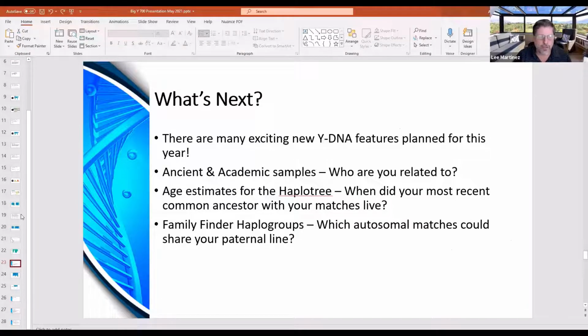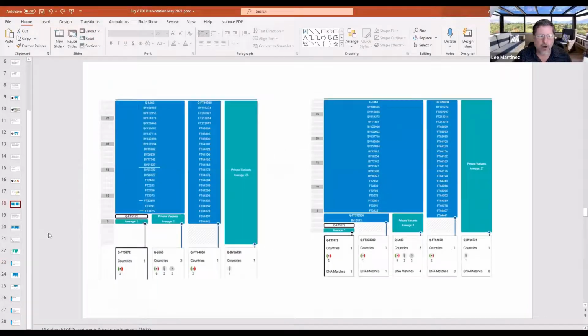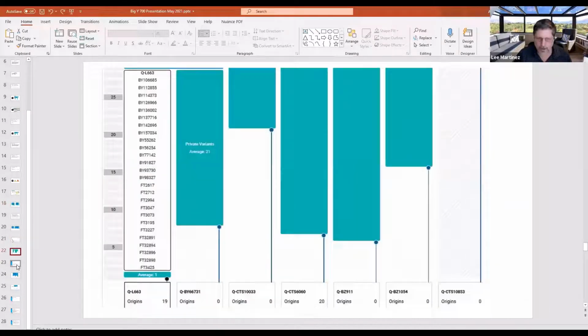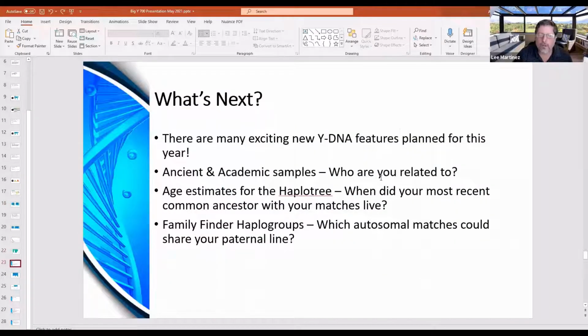Age estimates. So you can see how I took out my calculator, right, and I started doing mathematics and trying to figure out how old it was. But I'm hearing that there's going to be more age estimate functionality being built into the haplotree, into the block tree in years to come.